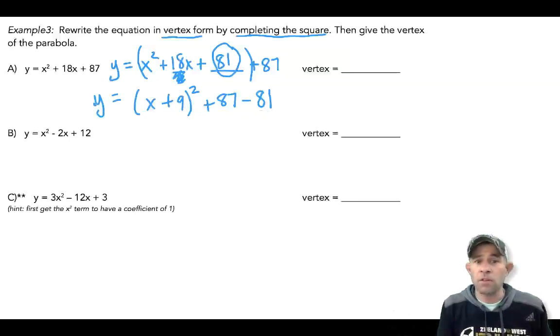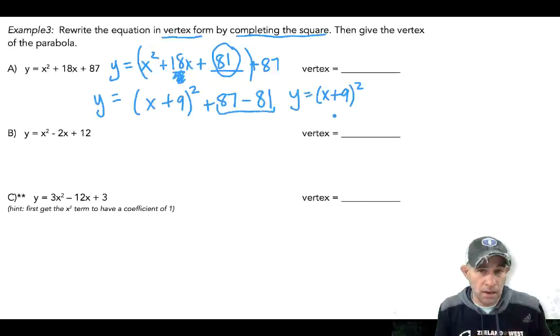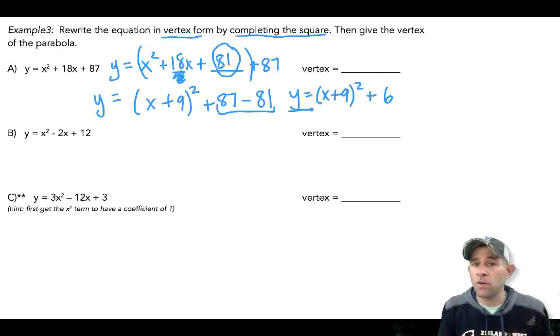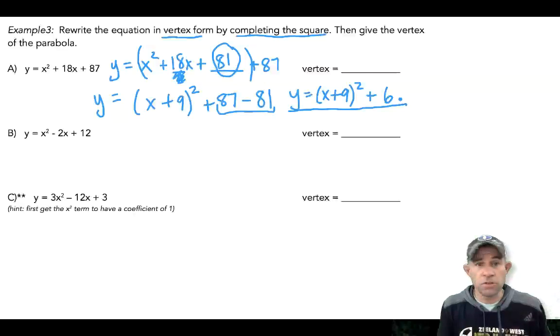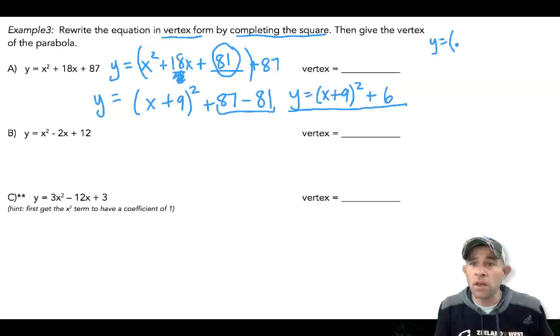All right, now let's simplify this. We get y equals (x plus 9) quantity squared, and if I combine my 87 and my negative 81, that gives me a positive 6. Okay, here is my equation written in vertex form. This should look familiar to you. It fits into this template of y equals (x minus h) quantity squared plus k.